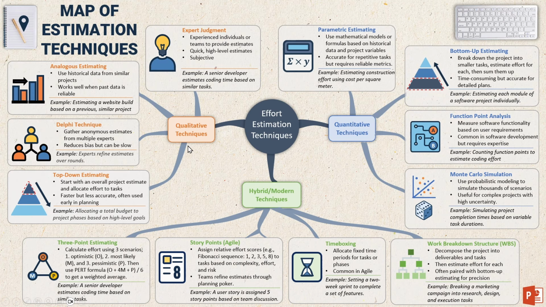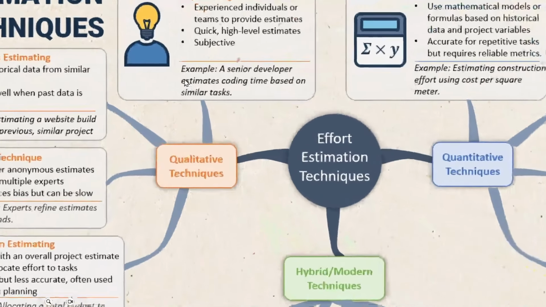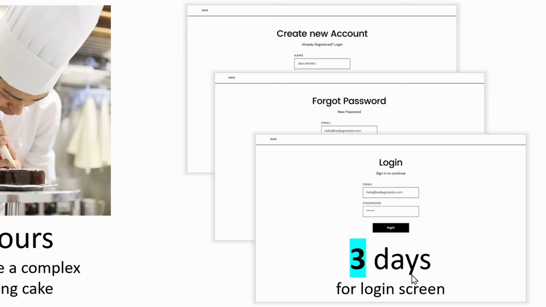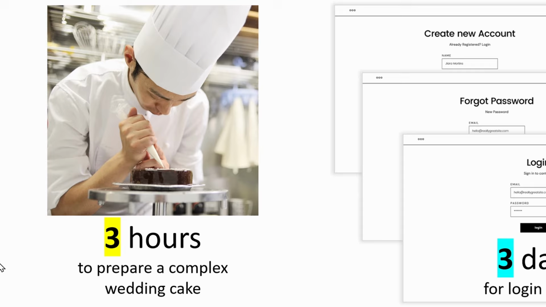Let's start with qualitative techniques with expert judgment. Expert judgment leverages experienced individuals' insights to estimate efforts quickly, relying on their past knowledge, but it can be subjective due to personal biases. As an example, a senior developer estimates that building a website login feature will take 3 days based on their similar past work. Another example could be a seasoned chef estimates it will take 3 hours to prepare a wedding cake based on their years of baking experience.